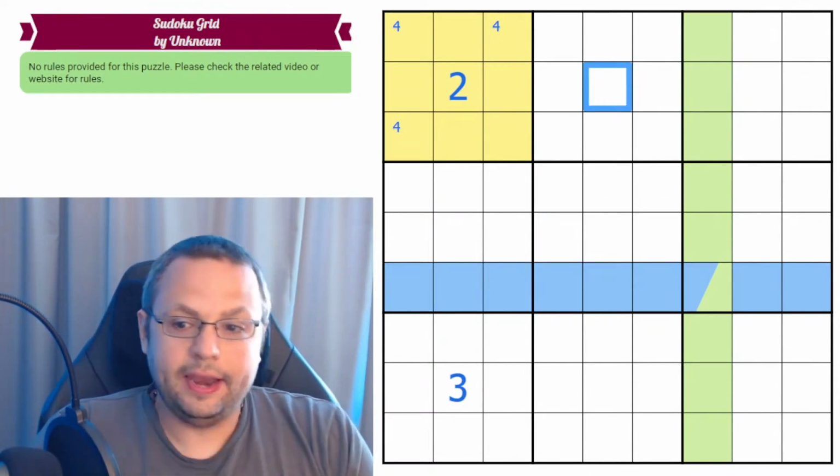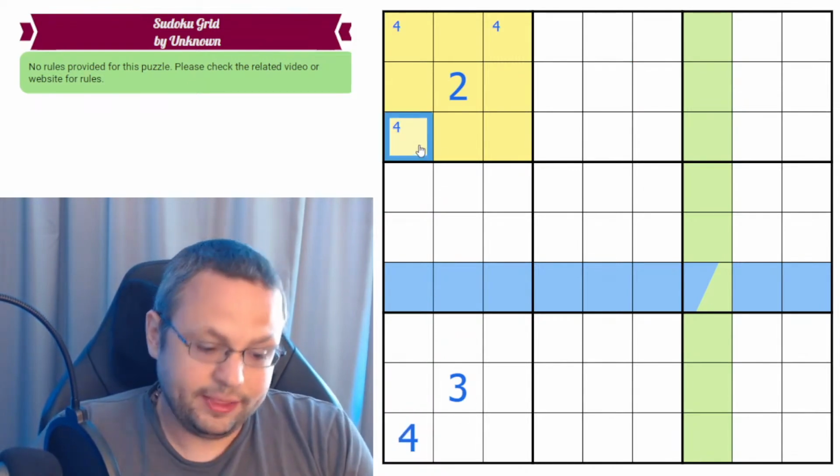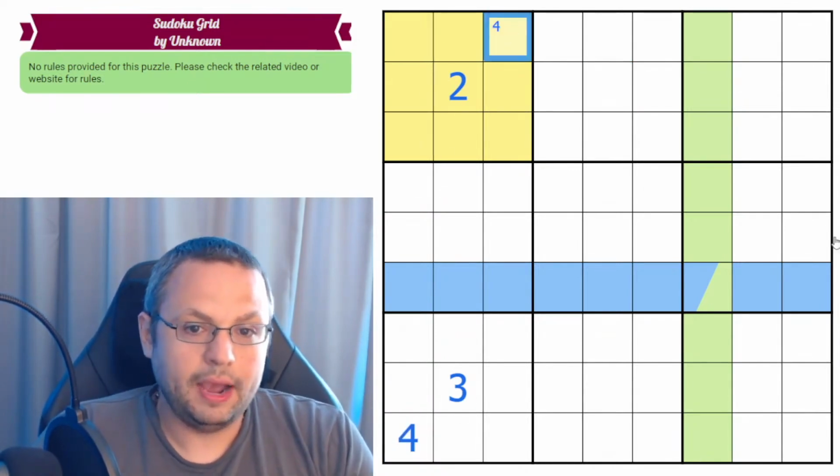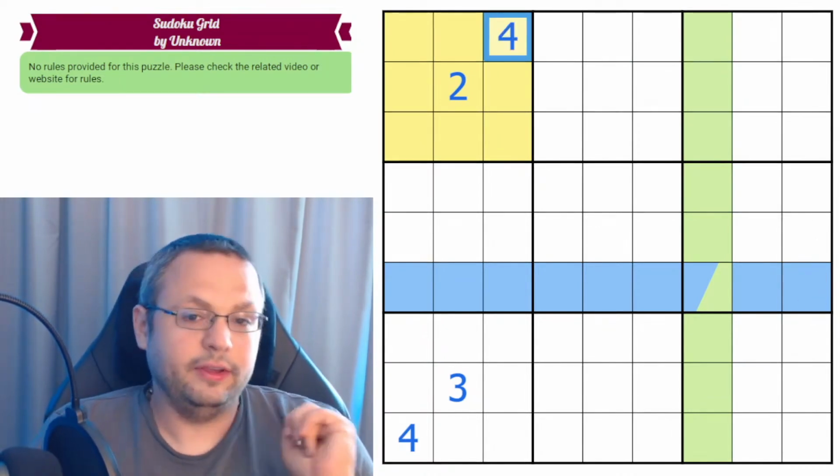So if, again, later in the solve, I were to put a 4 here somehow, that would tell me, well, this cell can't be a 4, and this cell can't be a 4, and now this is the only cell in the box that can be a 4, so this cell would be a 4.